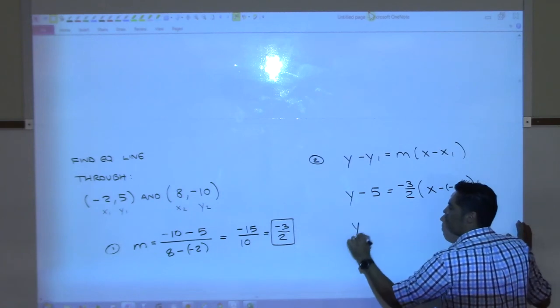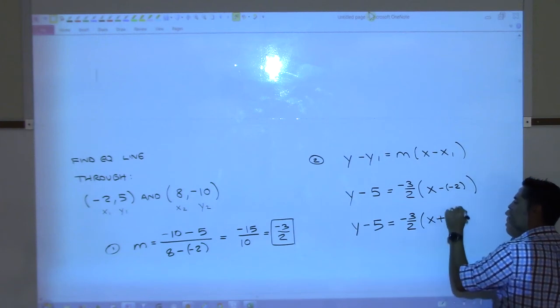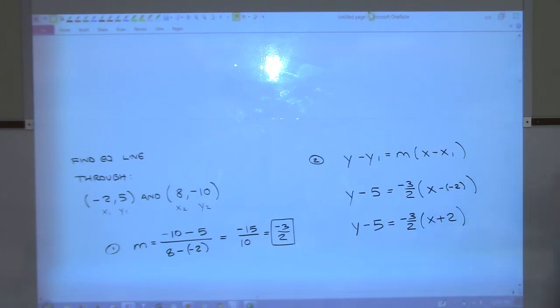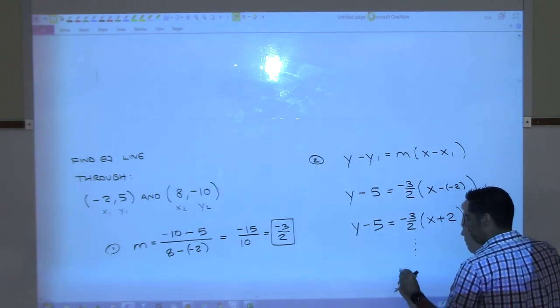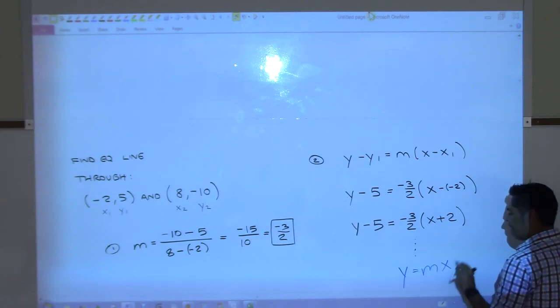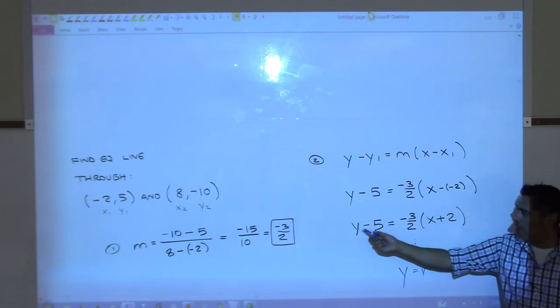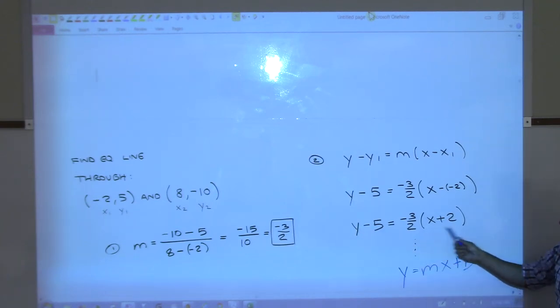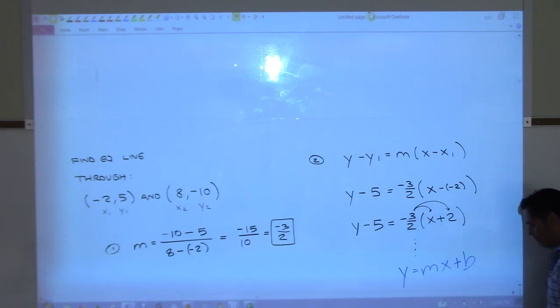So let me clean this up. y minus 5 equals negative 3 over 2 times x plus 2, so changing that minus minus to plus. That better? Now the next step, what I'm going to try and do here is work this out until I get it to look like this. I'm going to try and get it into slope-intercept form, which means I'm going to solve for y. But I also don't want these parentheses here because this doesn't have any parentheses in it. So the next step would be to multiply this through, distribute it through.